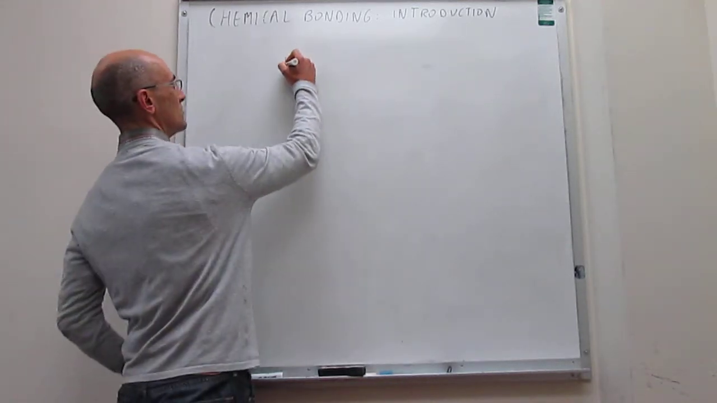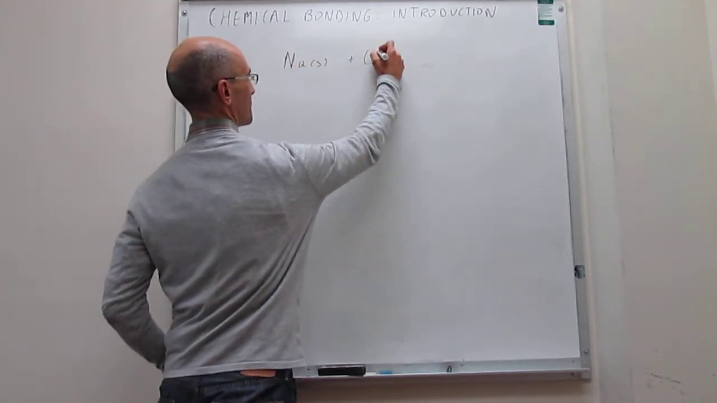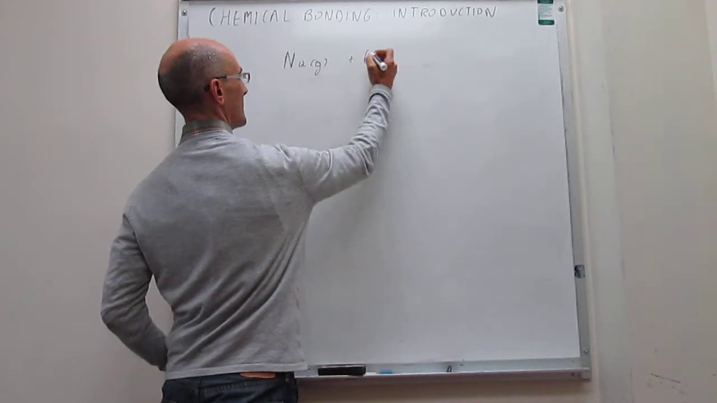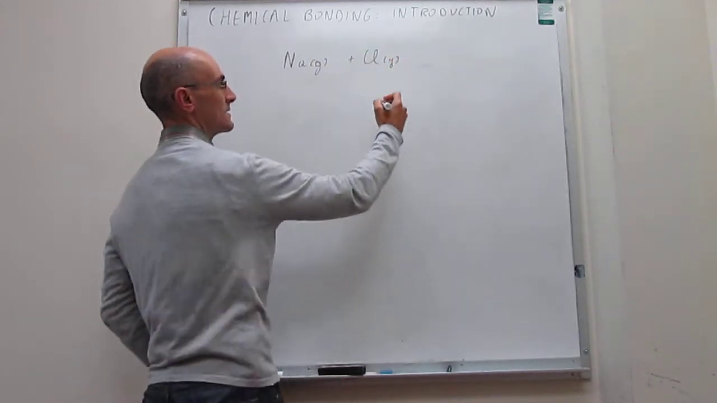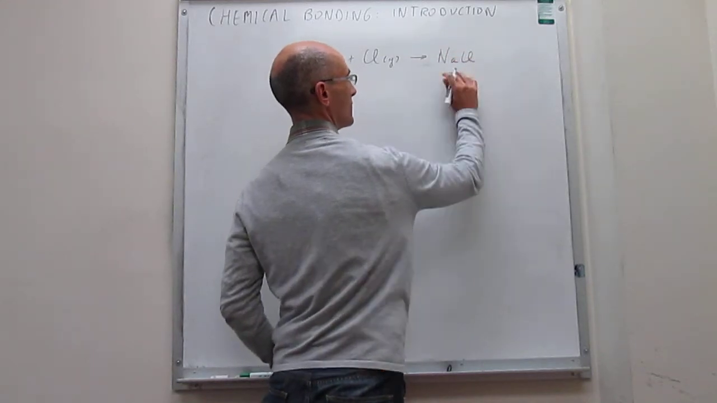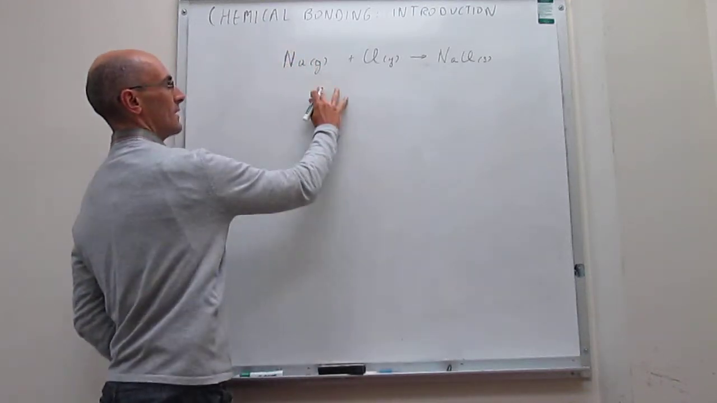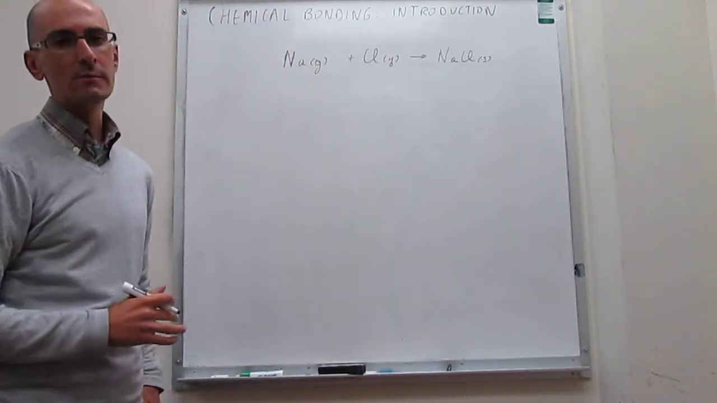Let's think about the formation of an archetypal ionic bond between sodium and chlorine. So let's imagine an idealized process which really doesn't exist in reality, in which you form sodium chloride, which is an ionic compound, a solid, from two gas phase atoms of sodium and chlorine.